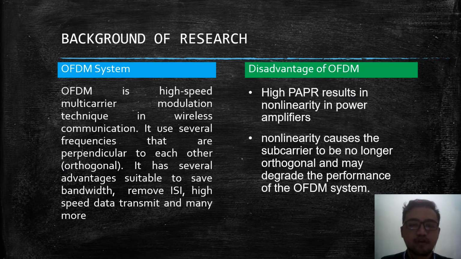OFDM is a high-speed multi-carrier modulation technique in wireless communication. It uses several frequencies that are perpendicular to each other, or orthogonal. It has several advantages: it saves bandwidth, removes inter-symbol interference, allows high-speed data transmission, and many more. Despite the advantages of OFDM, high PAPR results in nonlinearity in the power amplifier. Nonlinearity causes the subcarriers to be no longer orthogonal and may degrade the performance of the OFDM system.